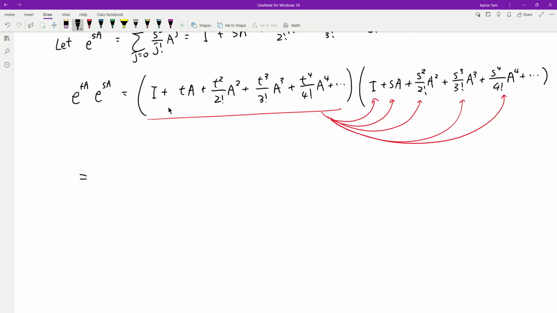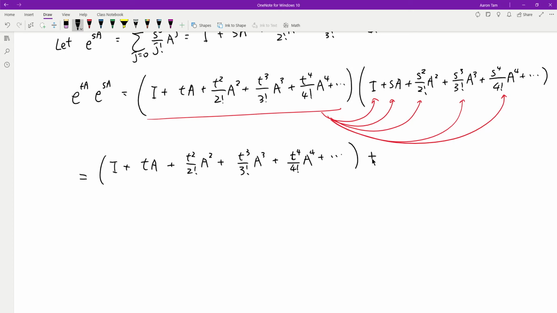I'm going to take this I plus ta plus t squared over 2 factorial a squared plus blah, blah, blah, and multiply by I. So when I multiply by I, it technically stays the same. So therefore, it will be I plus ta plus t squared over 2 factorial a squared plus t to the third over 3 factorial a to the third plus t to the fourth over 4 factorial a to the fourth plus dot dot dot. So that will be my first product. And I'm going to add.